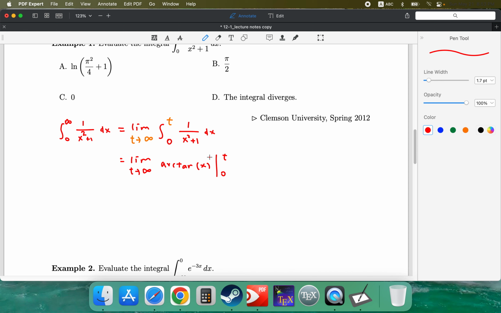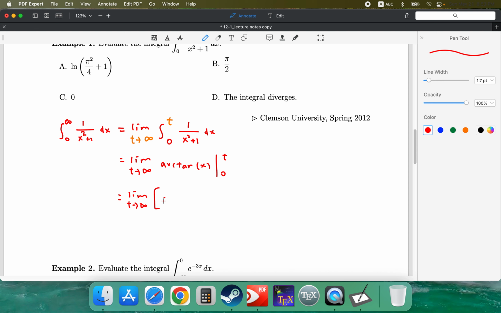Now remember, 0 and t are both numbers, so you can plug in the upper bound and the lower bound. You might be wondering, do I really need to write down the limit? Can I just write infinity right here and plug in infinity? The answer is no, because infinity is not a number. You cannot just plug in infinity. So right here, let's keep the limit notation.